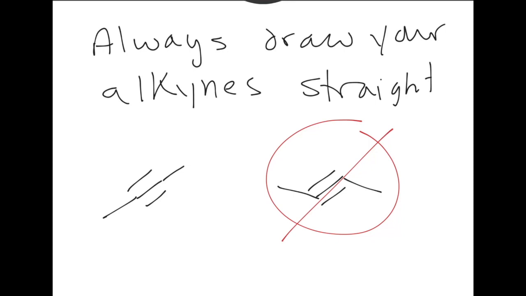So always draw your alkyne straight. Or like on a test that you're doing bad on, you start drawing bent alkynes. Maybe this will get him. Is this the one? I'm not gonna pass this test. I need a way out.